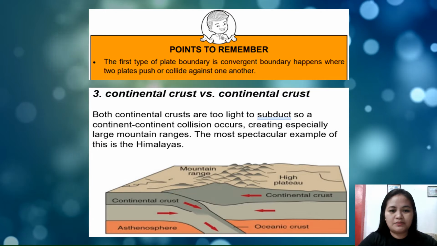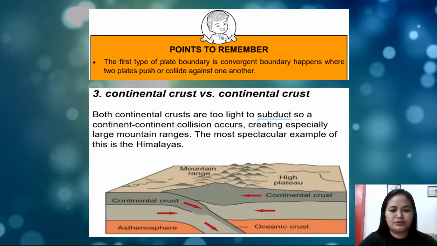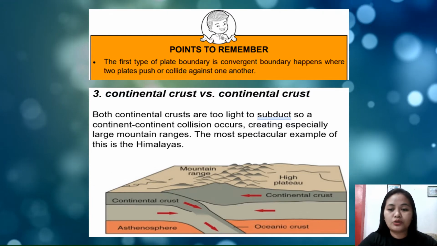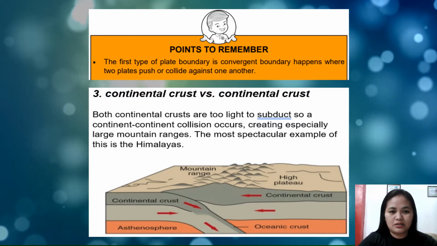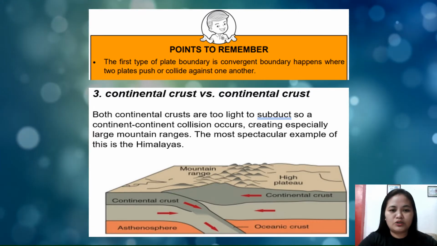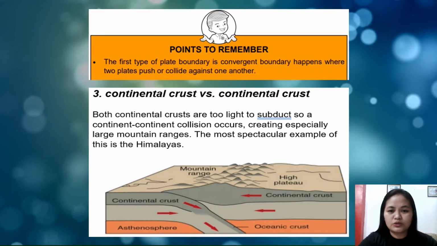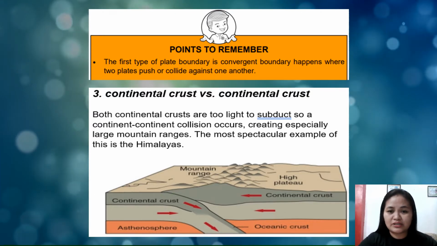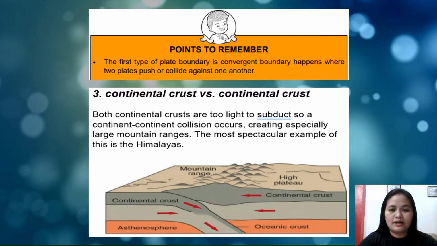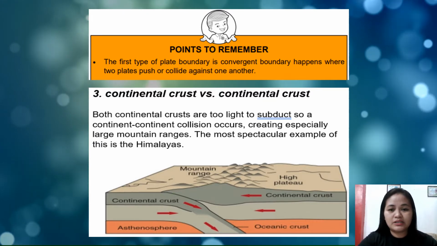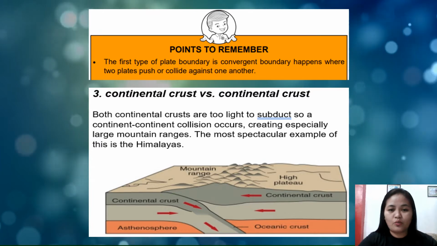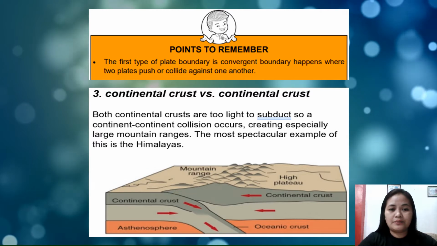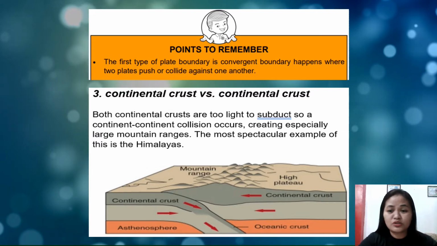The third possible collision, meeting, or convergence is between both continental crust. Or it is written here, continental crust versus continental crust. Alright, so there is no oceanic crust involved. So automatically, there is no subduction. Walang paglubog na mangyayari because they are both continental and they don't subduct.